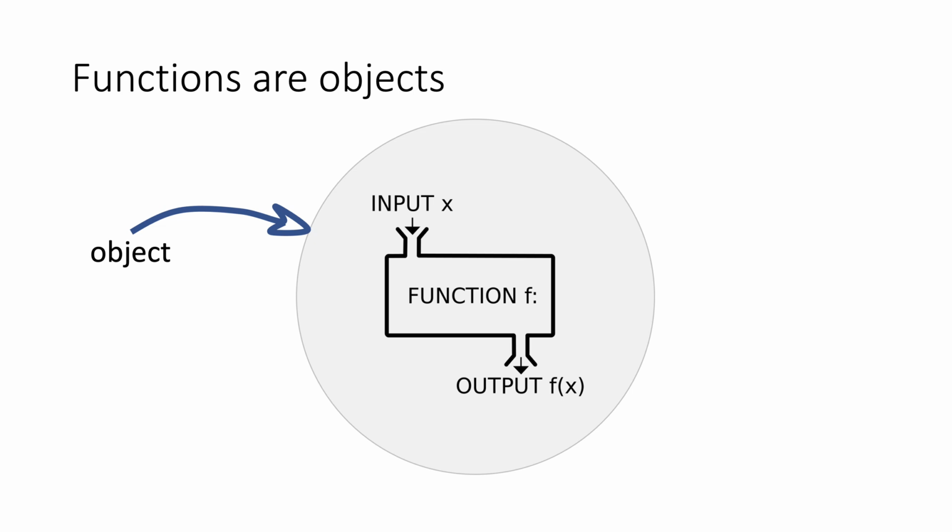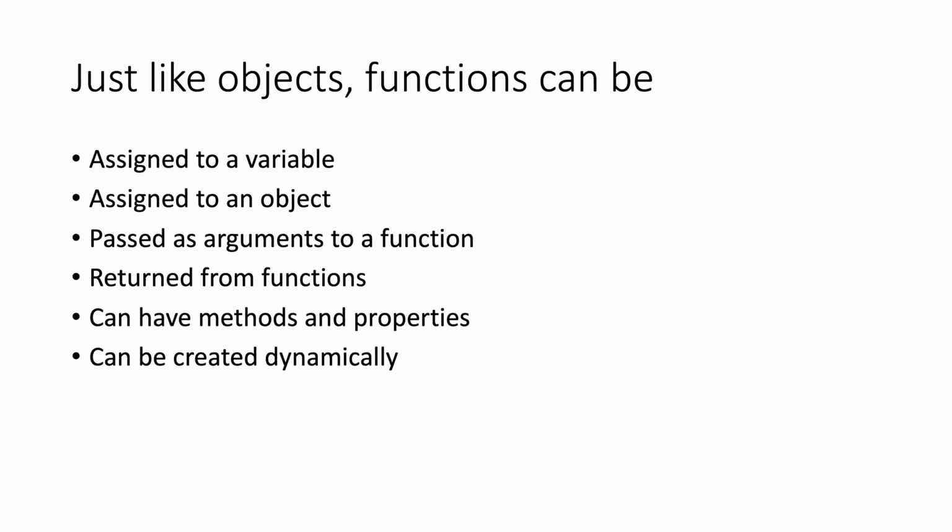They are, in fact, objects. And because they are objects, just like objects, functions can be assigned to a variable. They can be assigned to an object. That is, the properties within the object can take a function. They can be passed as arguments to other functions. They can be returned from functions. And they can have methods and properties and be created on the fly dynamically.